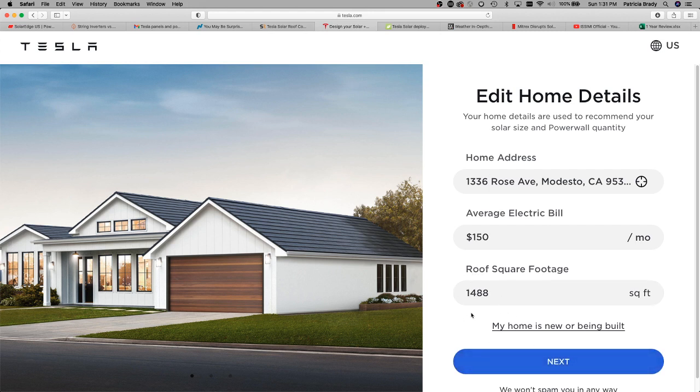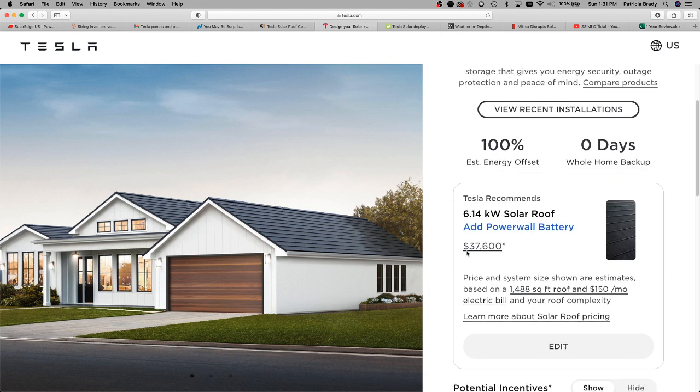You can see that the roof square footage is estimated to be quite a bit smaller. And as a result, the solar roof would be quite a bit less. So about 37,000, which is less than the $44,000 number that they were using in the example, wasn't it? So 1318, very large at 63,000. 1336, very small at 37,000.